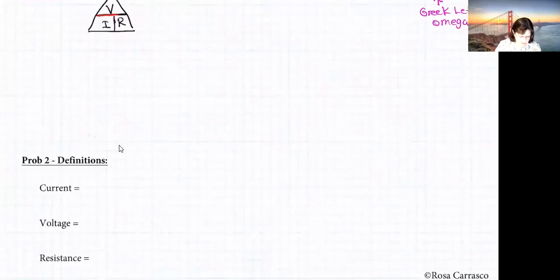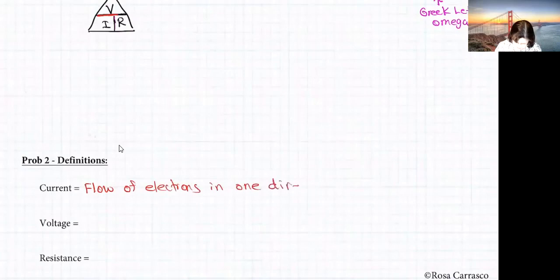All right, so the current is the flow of electrons in one direction. And you're like, what does that mean? My analogy here is water. Think of a river, okay? They always do analogy with water and electricity. As you can see, the water flows in one direction, right? So pretend the water is the electrons, okay?